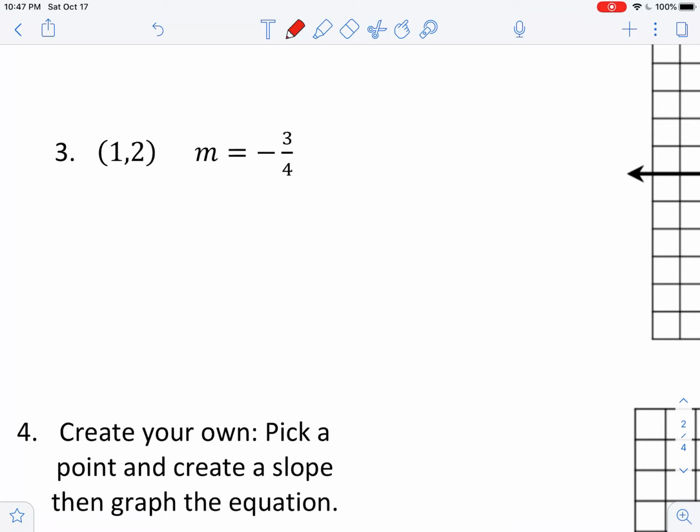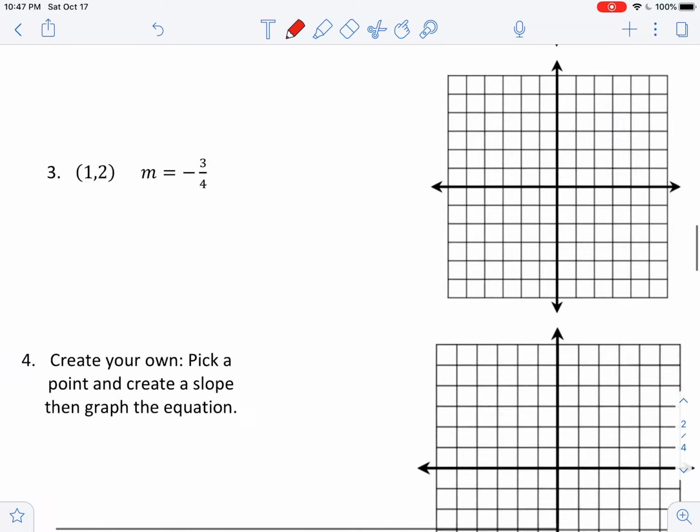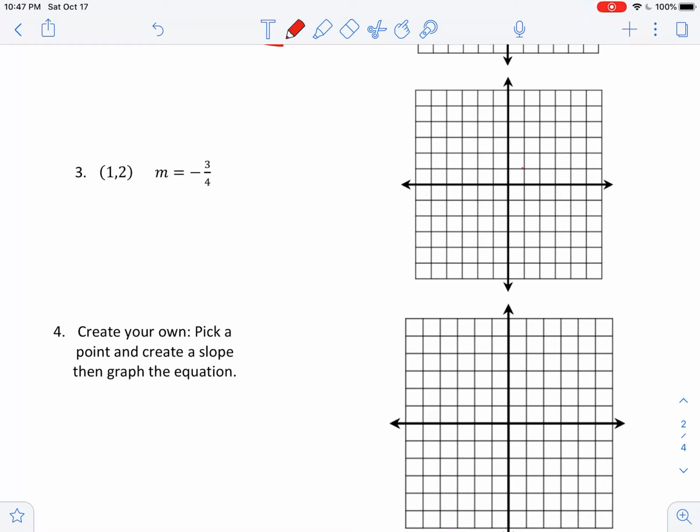Let's take a look at this last one together. We've got our x is 1, our y is 2, so we go over 1, up 2. So here's our first pretty point. Now this is a negative slope. That negative can be applied to the top or to the bottom, just not to both. So let's go down 3. 1, 2, 3 over 4. 1, 2, 3, 4. Okay, let's go the other direction. Up 1, 2, 3 over 1, 2, 3, 4. Perfect.